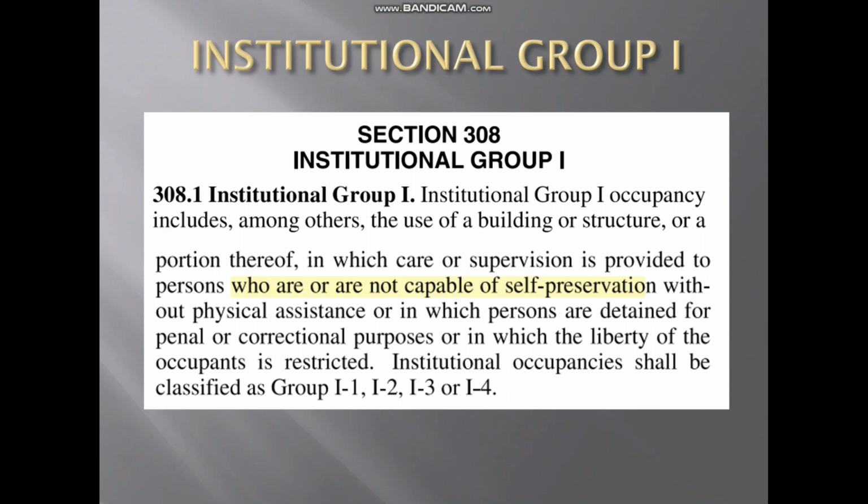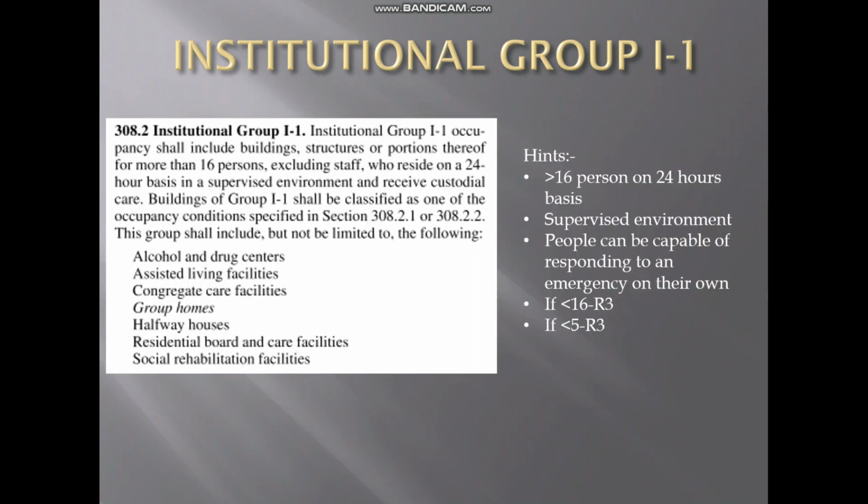Next one is the institutional group. It has 4 categories: I1, I2, I3 and I4. The first one, I1, is very easy to understand. First thing is a building or structure with more than 16 persons residing on a 24-hour basis, meaning that in 24 hours, more than 16 persons will be there in institutional type 1. And there will be a supervised environment.